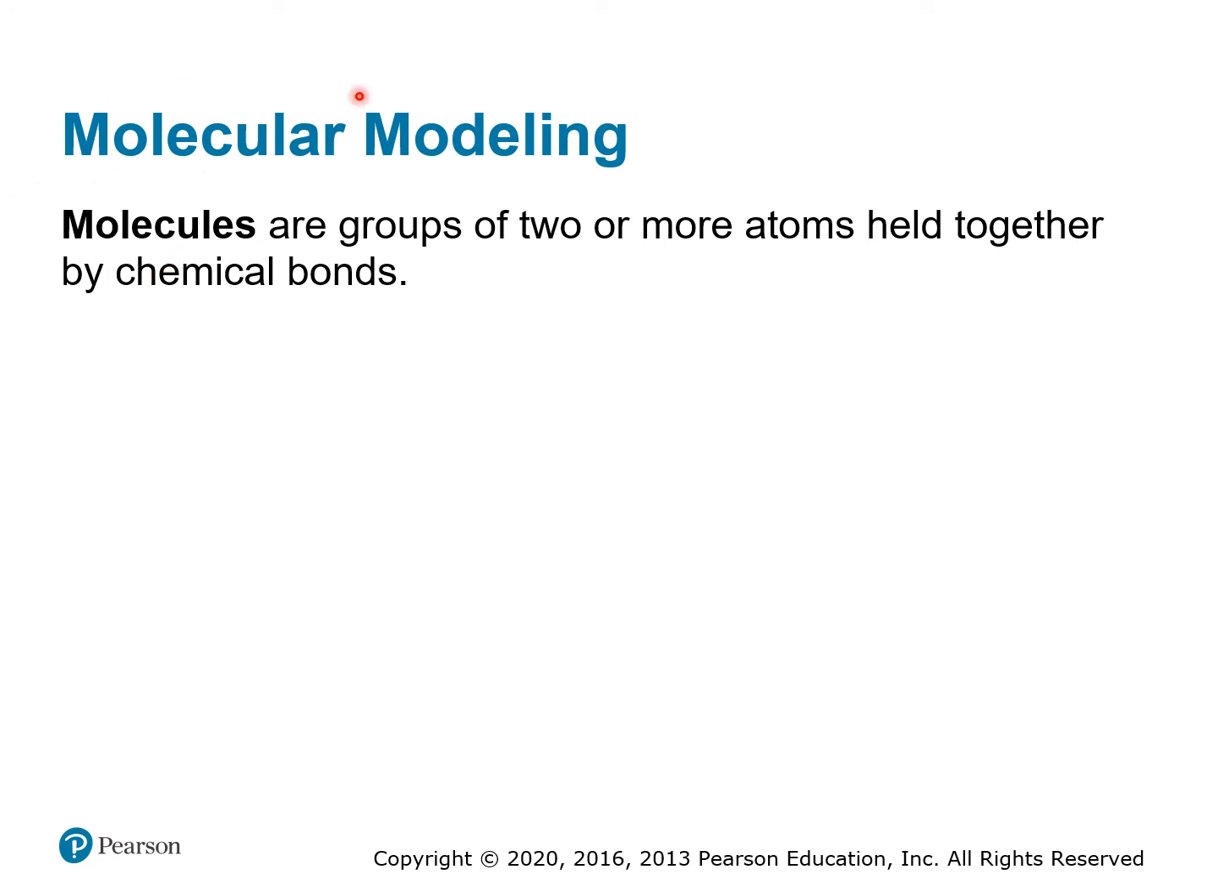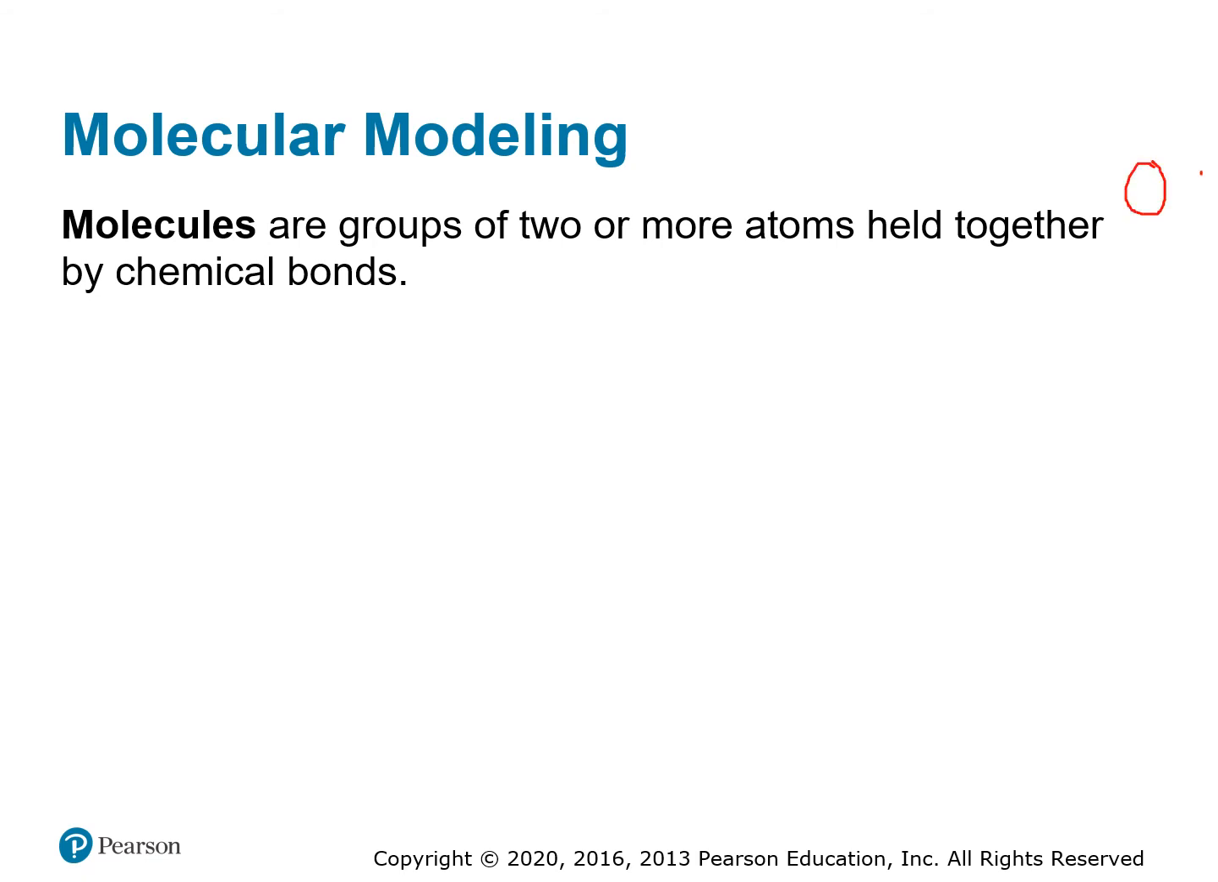Scientists or chemists also use molecular modeling. Before I go to molecular modeling, let me explain what molecules are. Molecules are groups of 2 or more atoms which are held together by chemical bonds, and we'll learn about chemical bonds later. But for now, they are groups of atoms, a group of 2 or more atoms held together. So the example would be an oxygen molecule.